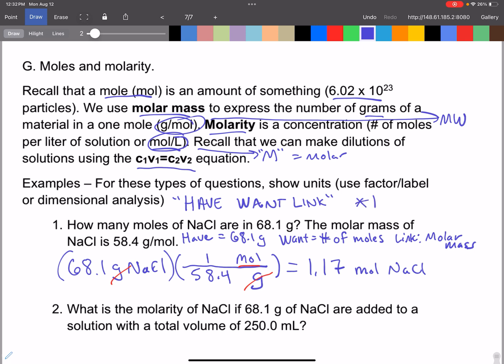So that's kind of the last one, right? Can you think logically about the question? Does it make sense? And indeed, this one does. So 1.17 moles of sodium chloride.